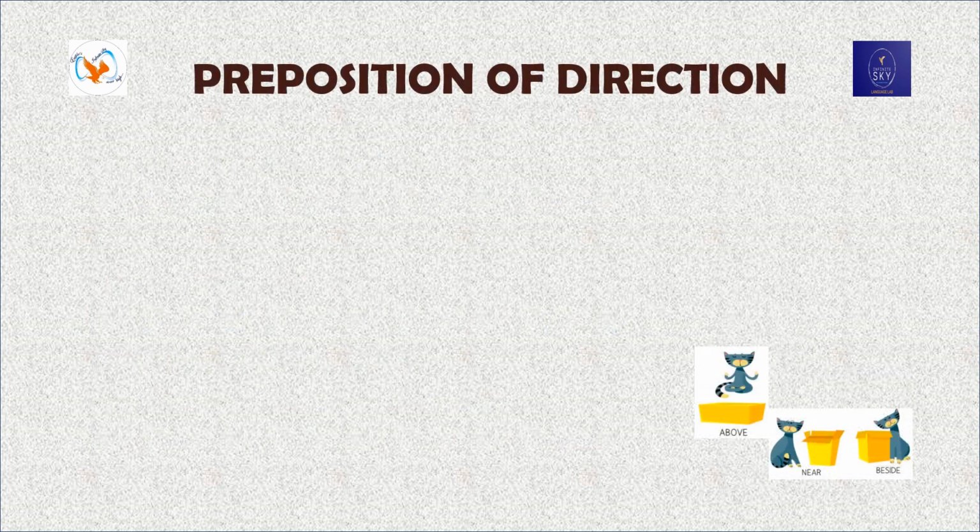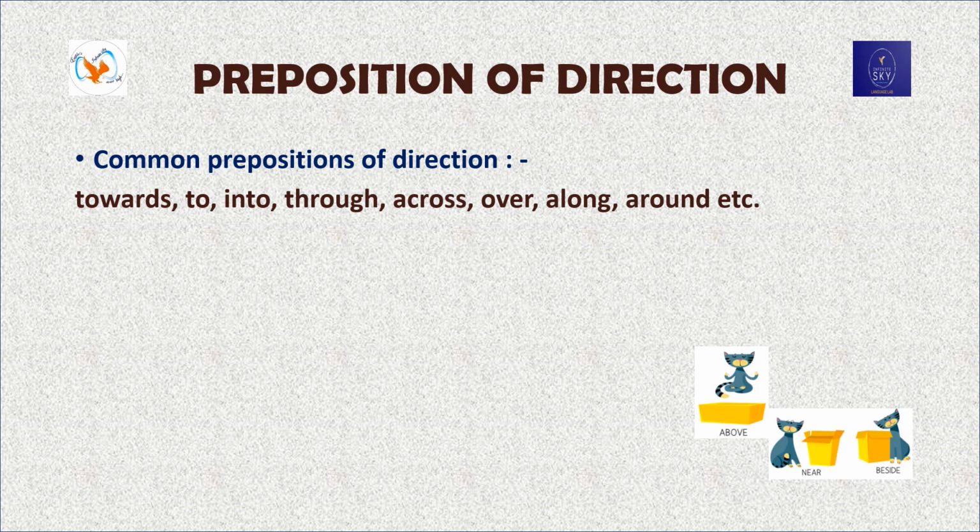Prepositions of direction describe the movement or direction of someone or something. They help us understand the path or route taken. Common prepositions of direction include towards, to, into, through, across, over, along, around, etc.